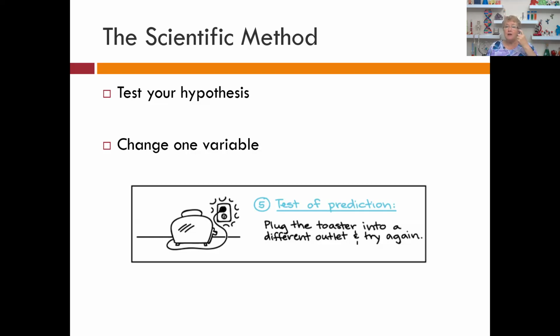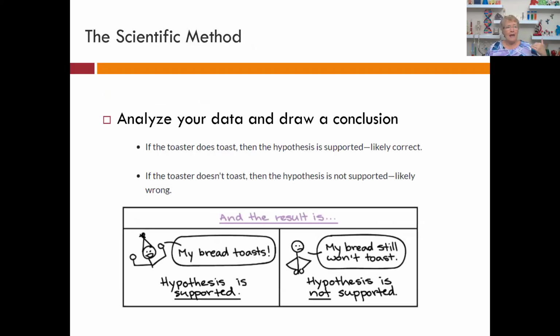If we changed the brand of toaster, we got a new toaster, and we got a different kind of bread, and we used a different outlet, we wouldn't know which of those three was responsible for what we were changing. So we control the other things. We call those the controlled variables. So now we're going to do our experiment. We run it. We plug that toaster into a different outlet. We try again. Now we analyze our data and we draw a conclusion.